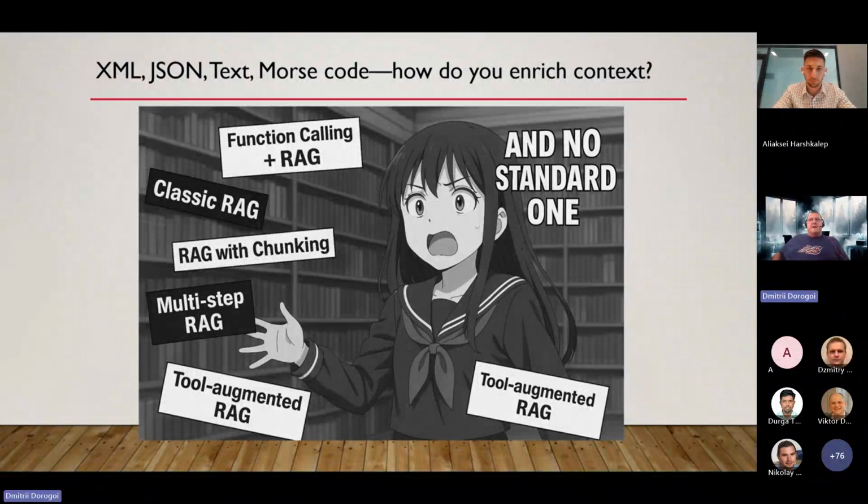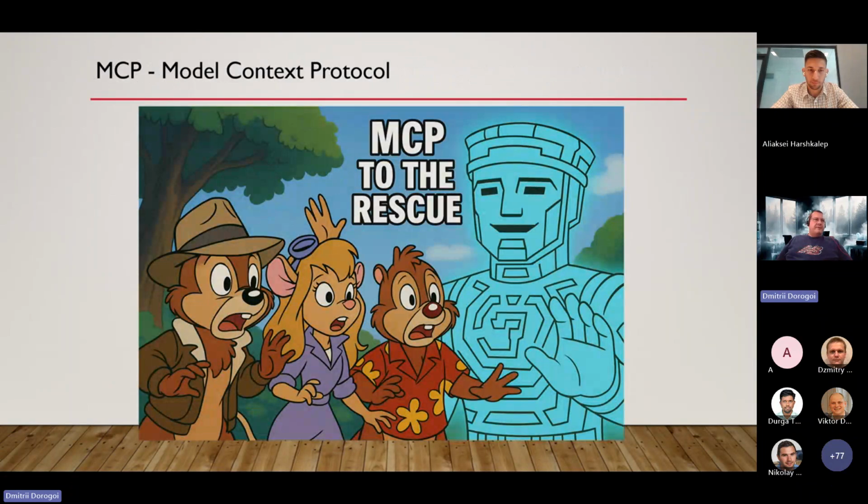an MCP server can help us. First of all, we can call functions to get additional information, but we need to specify the format of this information. Could it be Morse code or just text, or maybe XML or JSON, and if it is XML or JSON, what is the format for this additional information? So this is exactly what an MCP server is about.